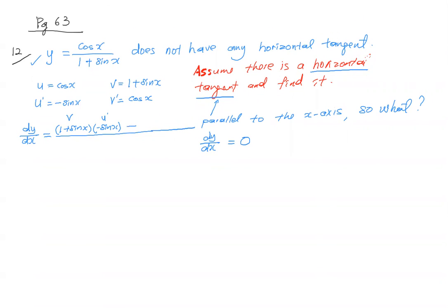Take away UV prime. Tell me, cos x. Cos x, divide 1 plus sine x whole square. Whole square. Okay, so now I expand.